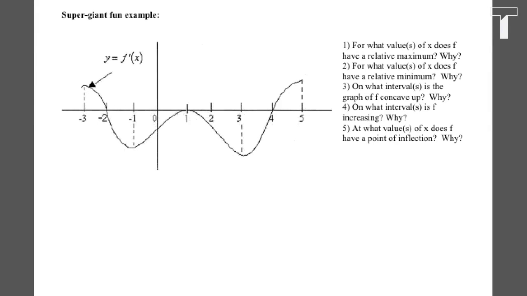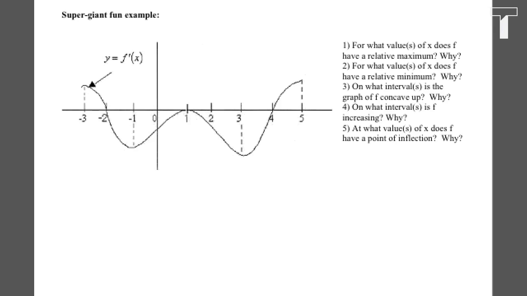Here's the really big fun example at the end of your paper. We're going to answer 5 questions, given that this is the graph of f prime of x. For what value of x does f have a relative maximum, and why? We know f has a relative maximum anytime f prime changes from positive to negative.